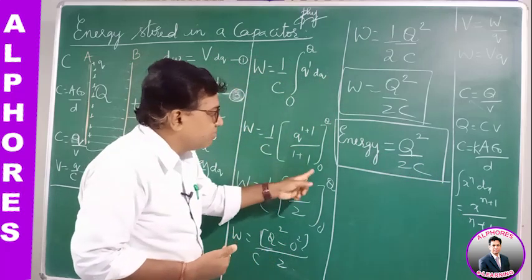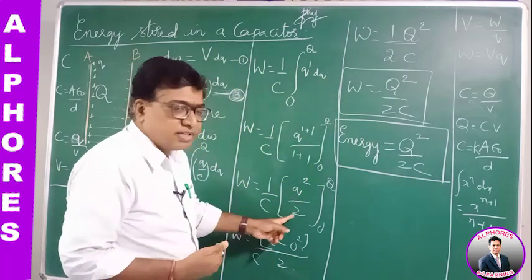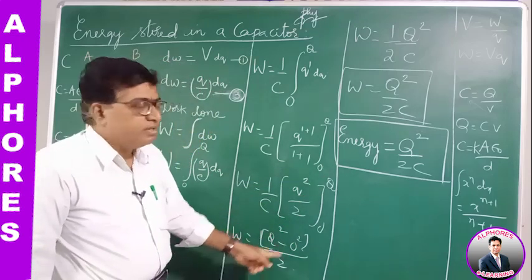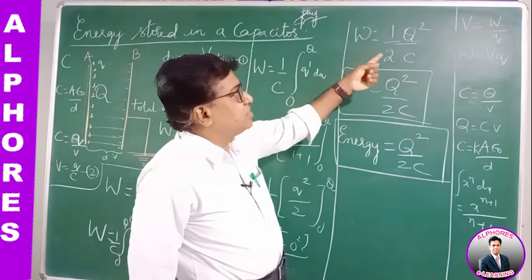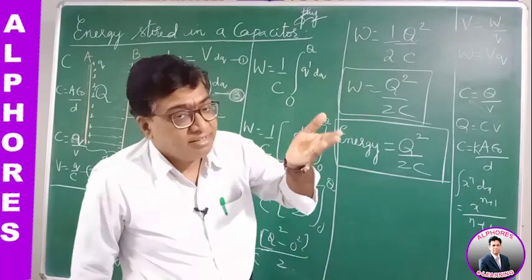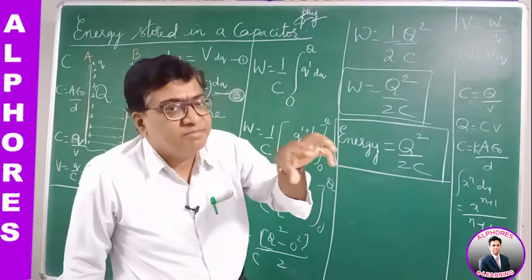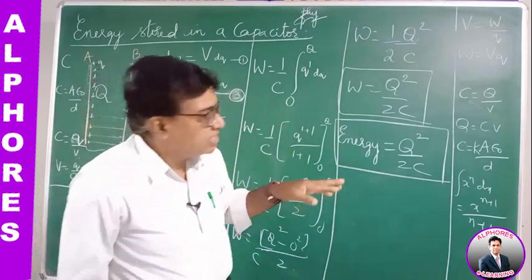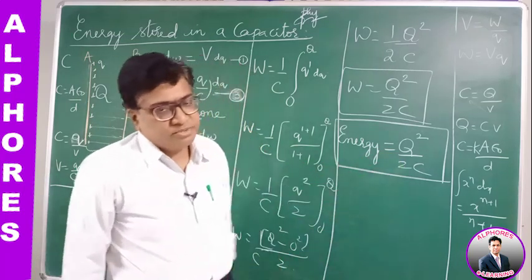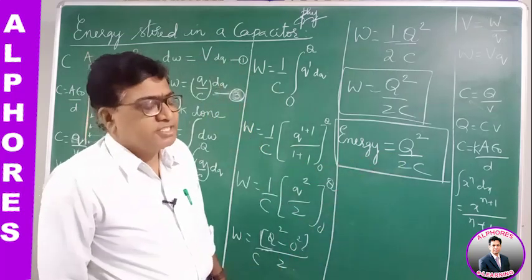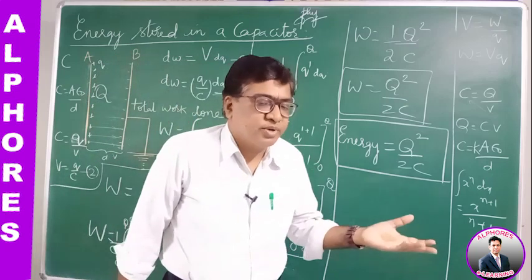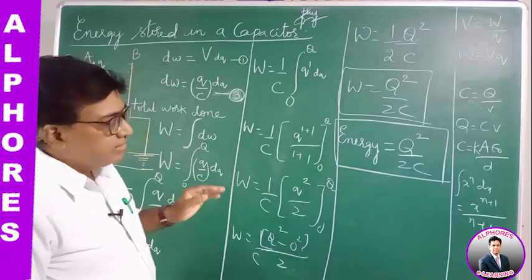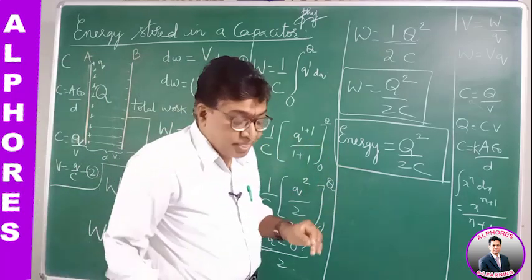Q power 1 plus 1 by 1 plus 1, like this, q square by 2, from 0 to capital Q. So you get capital Q square minus 0 square. So the work done in storing the charge is Q square by 2C. Work done is stored in the form of energy. So the electrical energy is stored in the form of electrical potential energy. So the electrical potential energy is Q square by 2C. This way we find out the energy. There are many methods of doing so. One of the simple processes of finding the work done is W equals Q square by 2C.